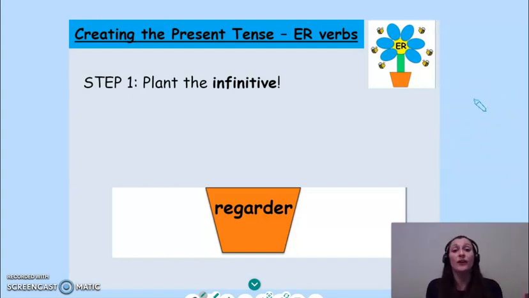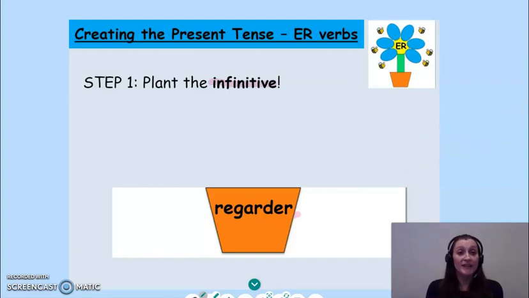So if we have a look at how we create and conjugate the ER verbs, we start by planting the infinitive. Now, the infinitive is the verb in its simplest form, or another way of explaining it is the verb as we find it in the dictionary. For example, regarder, to watch, or manger, to eat. So in English, you would see the verb with a to in front of it.